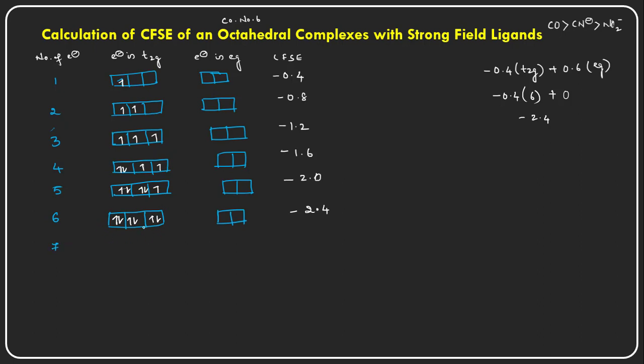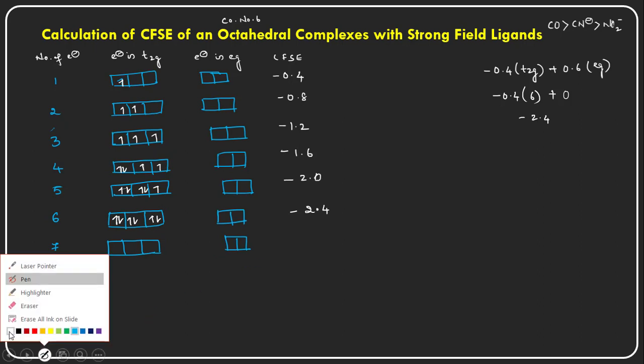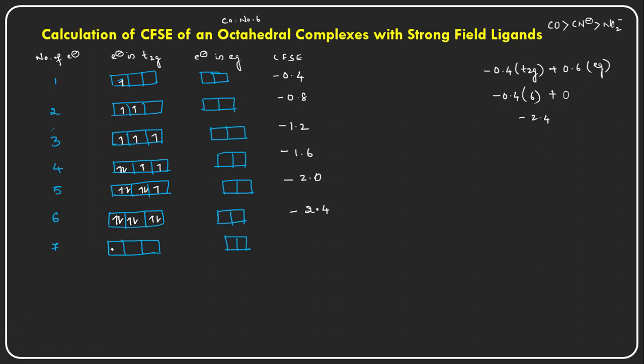And the next one is the seventh electron. Obviously the seventh electron will enter into the EG orbital only. Why? Because all the electrons are paired in the T2G level, that means in the lower energy level. So the T2G orbitals have all paired electrons, 6 electrons in total, and the next electron, that means the seventh electron, will enter into the EG orbital.